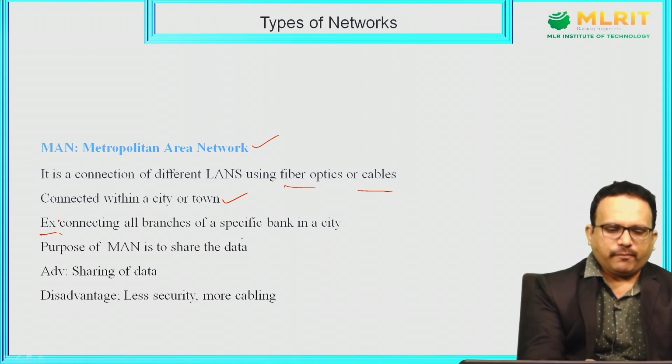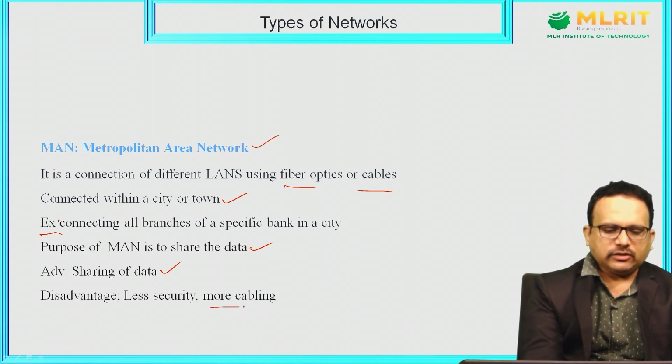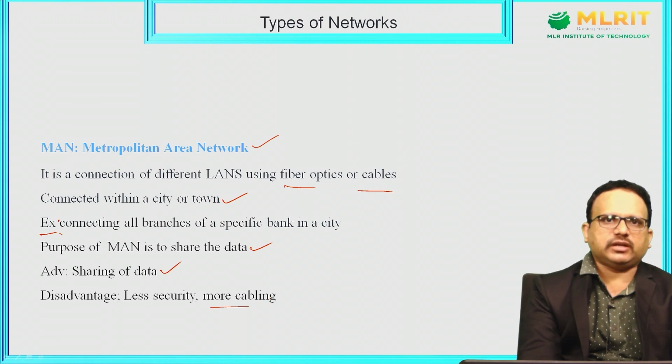The purpose of MAN, metropolitan area network, is to share data. Here also the main resource is data sharing, which might be files, text, audio, video, anything. The advantage is sharing of data. Disadvantage is less security. There is no provision of security here, and as it spreads across a town or city, more cabling is required with respect to a metropolitan area network.